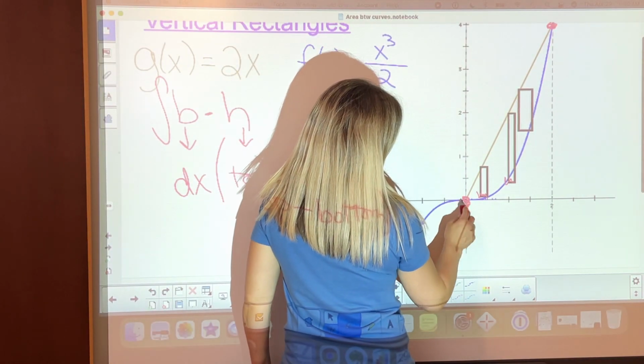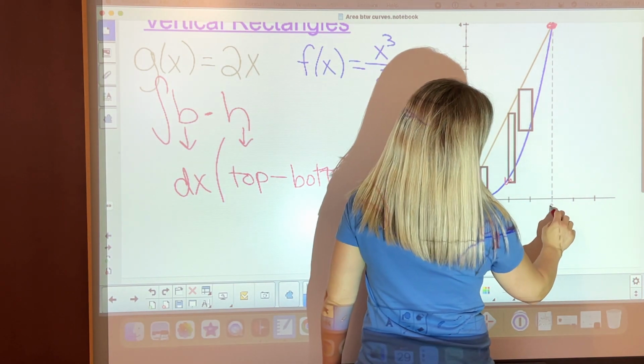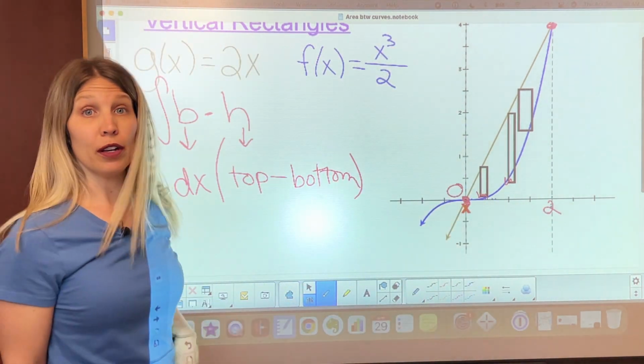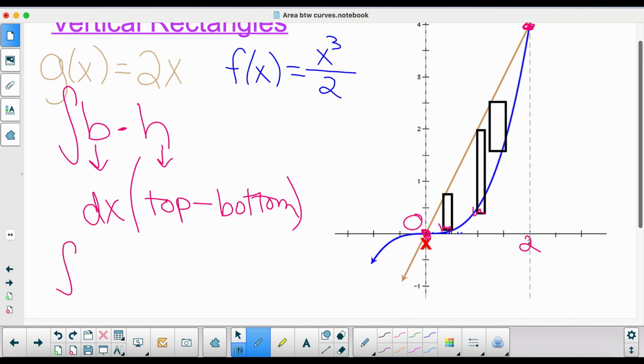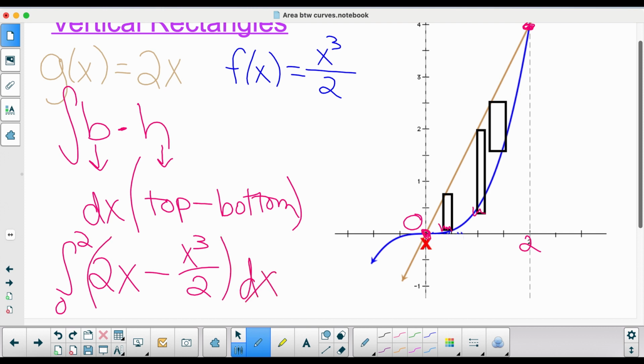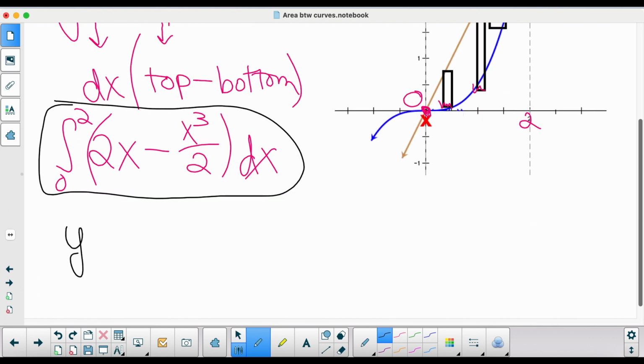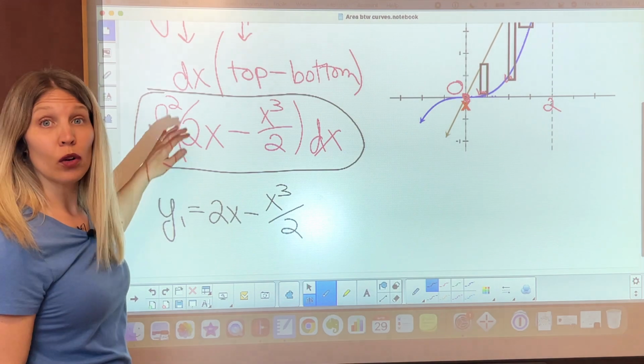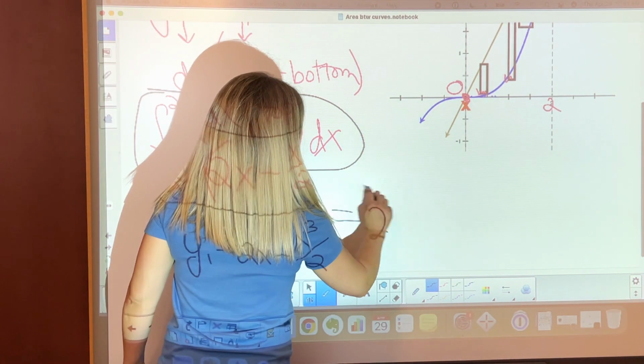So this x value, of course, is 0 down here. This x value is 2 up there at the top. So we have the integral from 0 to 2. My top function is my g of x is 2x minus my bottom function, x cubed over 2 dx. So this is what you would write on your paper for your equation. Then in your calculator, you'd go ahead and stick in 2x minus x cubed over 2, and you're going to evaluate from 0 to 2, and you should get an answer of 2.